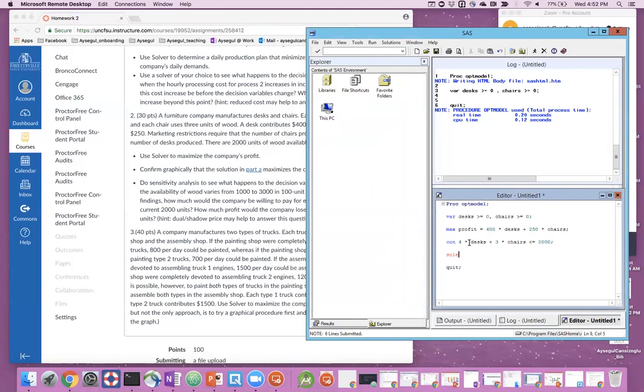Then we put a solve statement so that OPTMODEL knows that it needs to solve this problem. Of course, when we solve, it's going to tell us the optimal profit. But we may also want to see how many chairs, because if you want to execute this plan, you need to know how many from each. So because of this, let's print them.